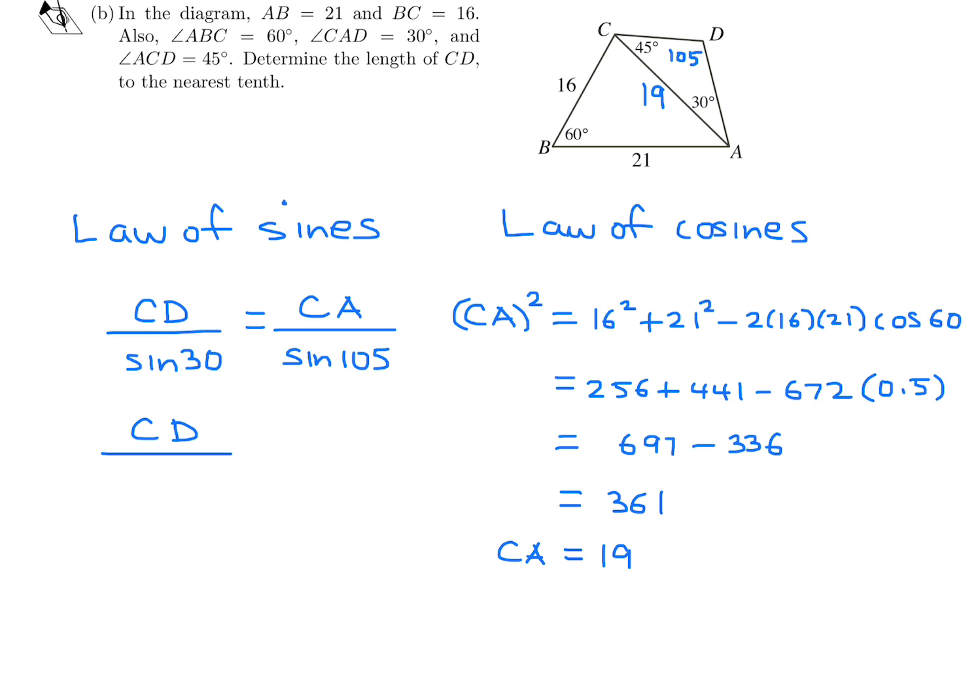CD times sine of 30, which is 0.5, CA I just figured out was 19, and the sine of 105 is 0.9659. Solving for CD, you will get approximately 9.8.